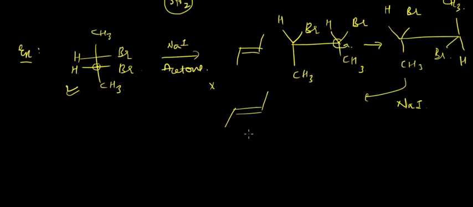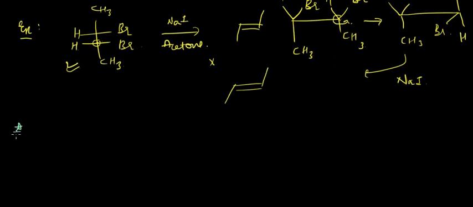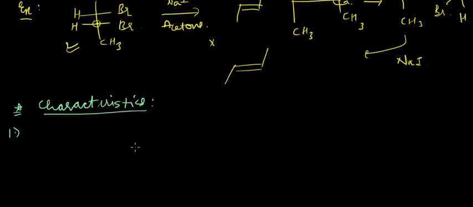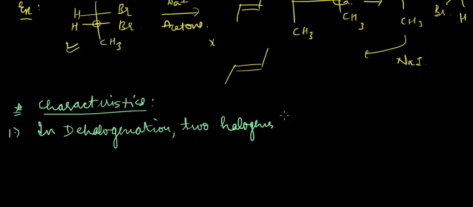Okay, now let us discuss the characteristics of this reaction. Characteristics of E2 elimination reactions or dehalogenations. So the first characteristic is, in dehalogenation reaction of two halogens, the bond formation of two halogens happens and the bond breaking of two C-Br bonds happens. Hence, in dehalogenation, two halogens, obviously on adjacent carbons, must be anti to each other.